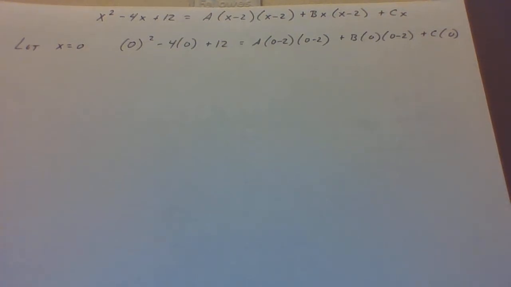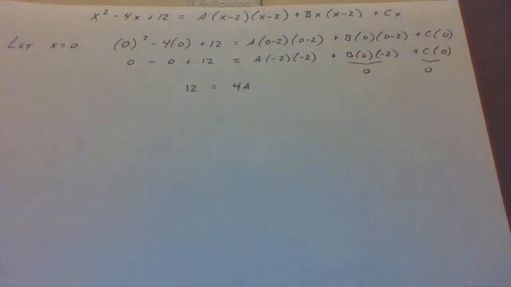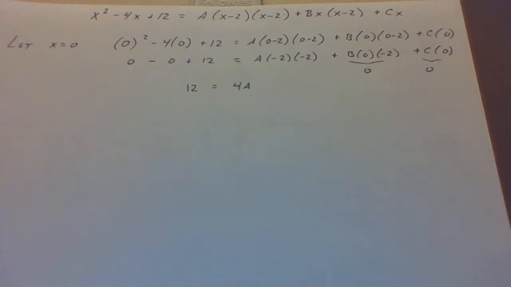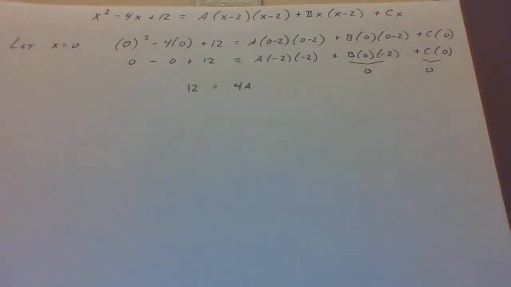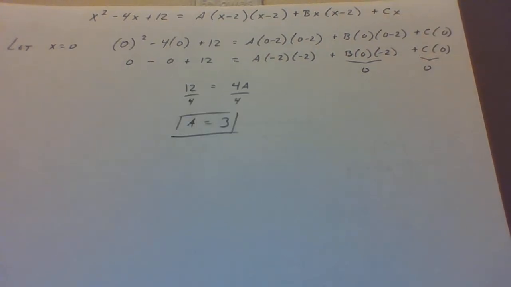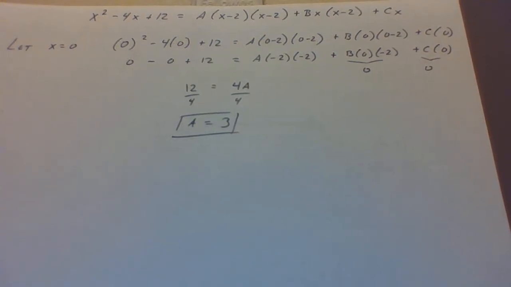I plugged in 0 for each of my x terms. Now let's go ahead and simplify what we have. We're going to end up with an equation that says 12 equals 4a, and if we divide both sides by 4, we're going to end up with an a value of 3. Now we have 2 out of the 3 letters that we're looking for, and we still need to find our last one.